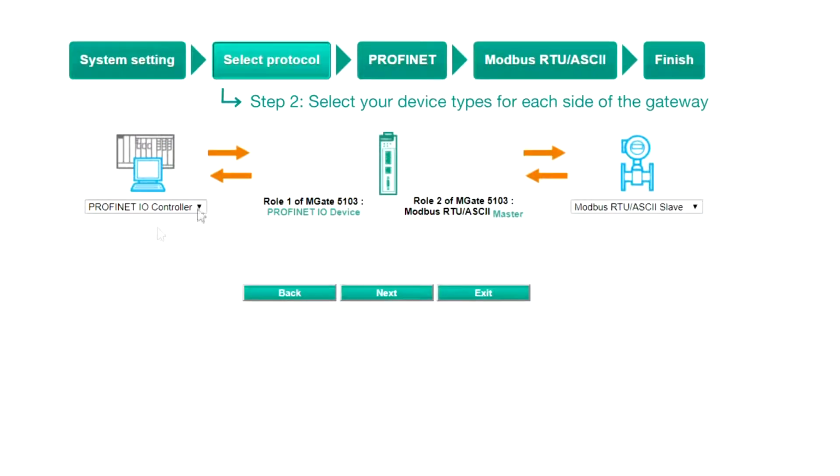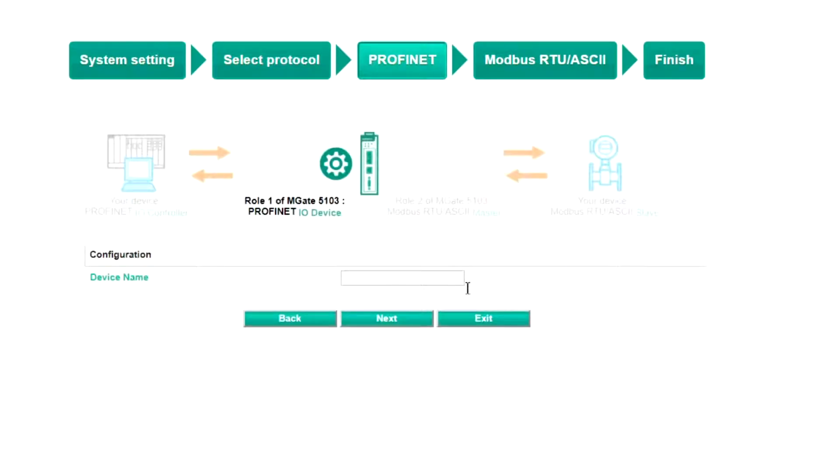Step 2. Select Protocol. In this demo, the PLC should be set as a Profinet I/O controller and the VFD as a Modbus RTU slave. Click Next to continue. Step 3. Profinet. You can see that Role 1 and Role 2 of the MGate have been confirmed. Type in a device name for the PLC, then click Next.